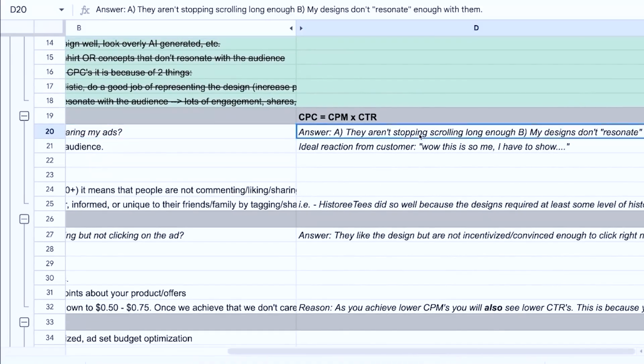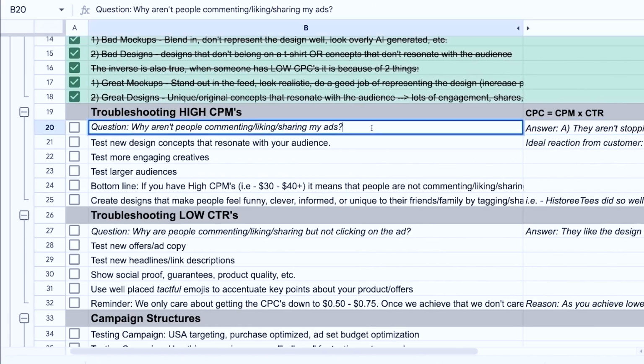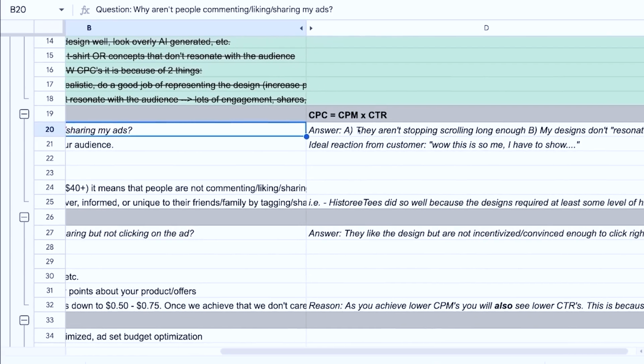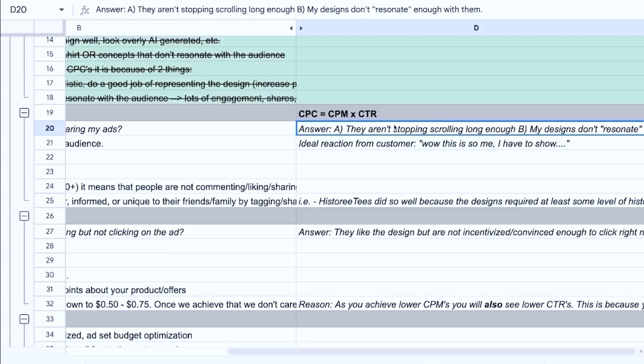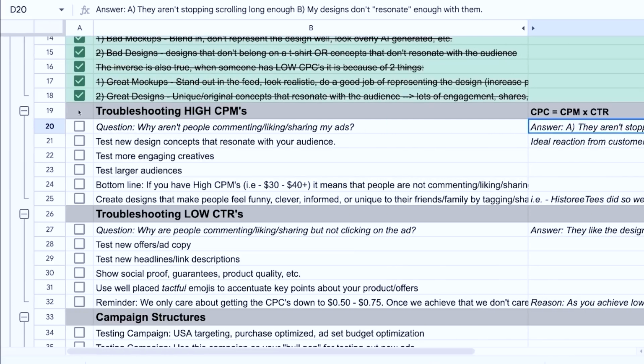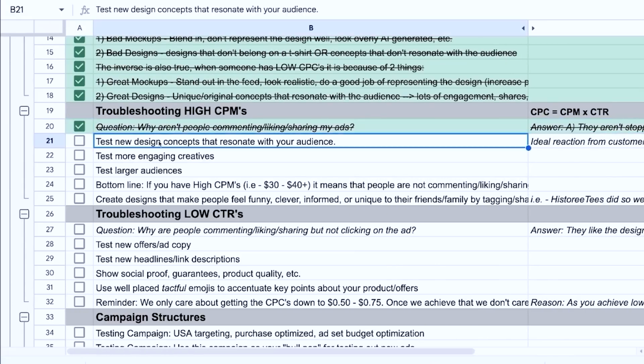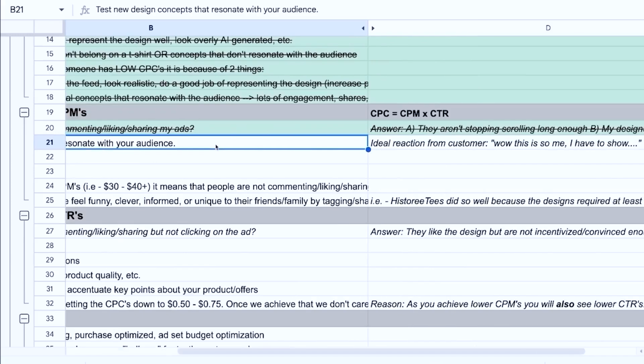And so the question that we want to answer is, why aren't people commenting, liking, or sharing my ads? Because anytime I see somebody's CPMs and they're like $40, $50, $60, it's because of one of these things. Either A, they aren't getting people to stop scrolling long enough to even look at their ad, or B, their designs just don't resonate enough with the user. And so the solution to this is test new design concepts that resonate with your audience.